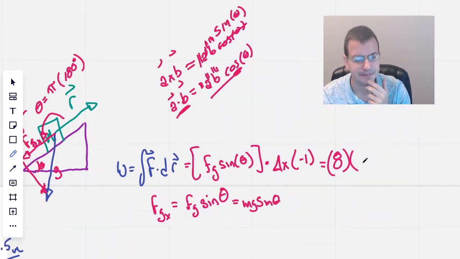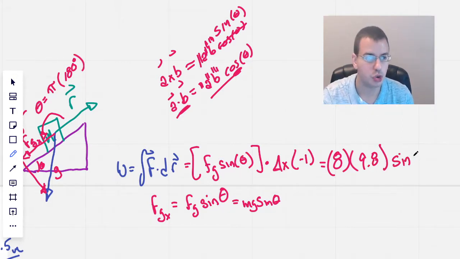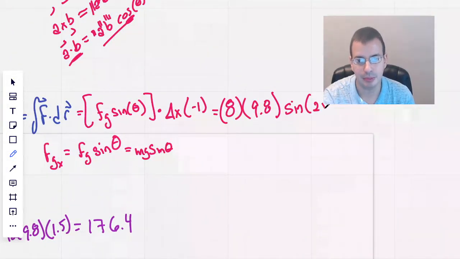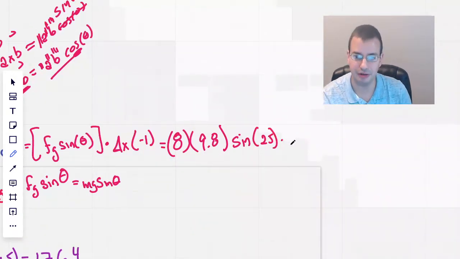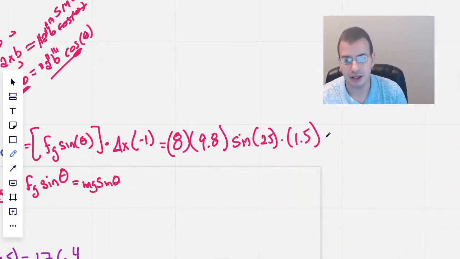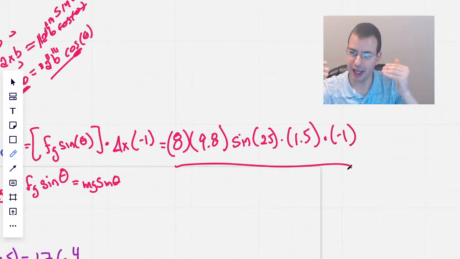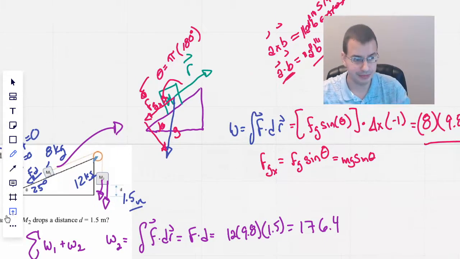Wait a sec, what do we have here? 8 times gravity, which is 9.81. I'll just leave it as 9.8. Sine of 25, times the distance traveled, which will be 1.5 meters, times -1. Okay, so that's probably the most correct, most formal way of looking at how to do this.